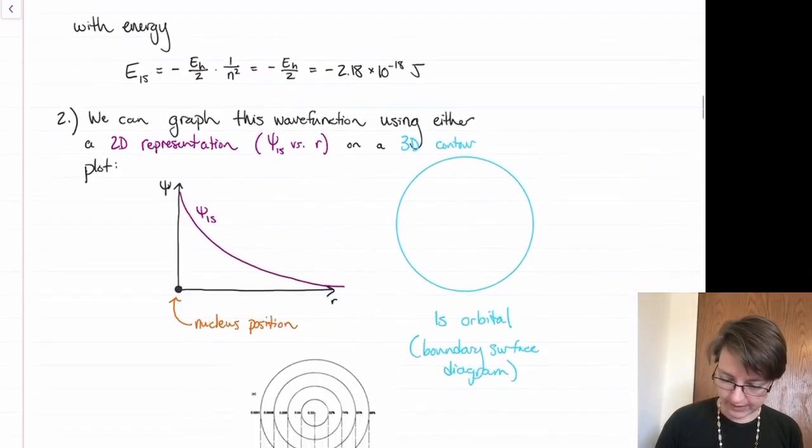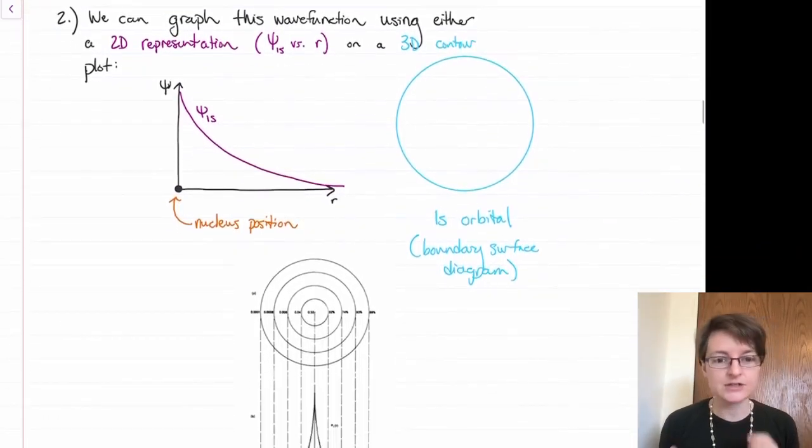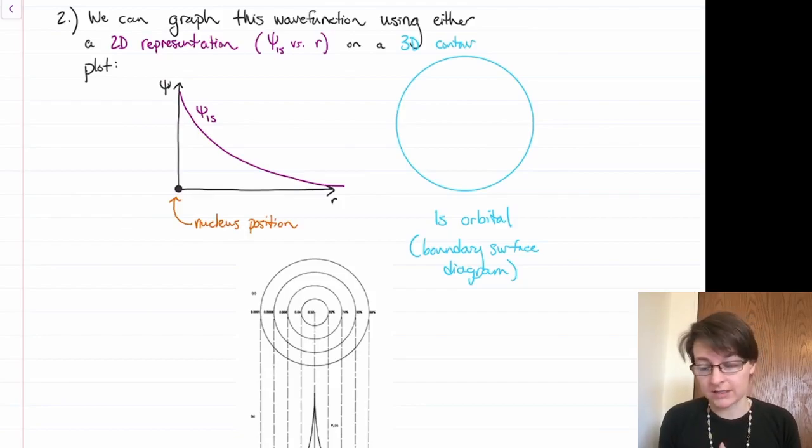A second big takeaway from our discussion of the hydrogen atom was how we graphically choose to represent wave functions. There were 2 main ways that we chose to represent these, especially when it came to trying to draw these by hand. One, in purple, I've shown a 2D representation of this wave function. This is me sketching psi 1s versus r. So this is the shape of the wave function.